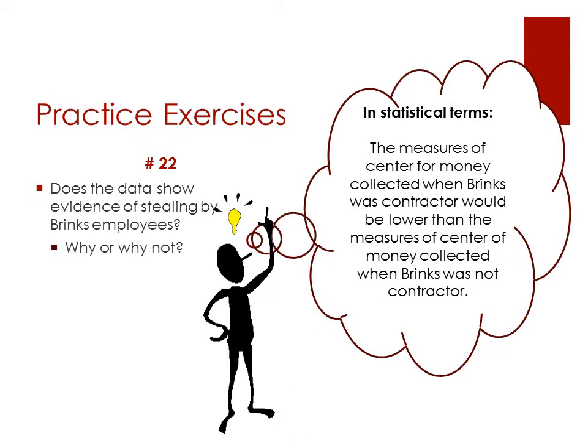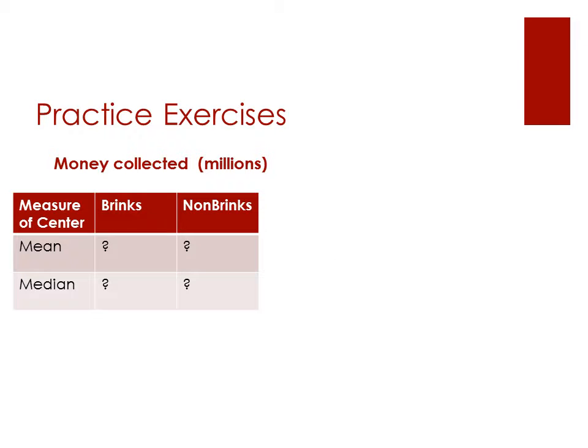statistical terms. So putting that basic language term into statistical terms, we would expect the measures of center for money collected when Brinks was the contractor to be lower than the measures of center of money collected when Brinks was not the contractor. Notice we've now taken this basic idea that we'd expect less money when Brinks is doing the collecting, and we've converted it into very specific terms, the measures of center, right, for the different money collected. So now we've taken our problem, we've put it in statistical terms, so the next thing we need to do is we need to go through and get our measures of center.